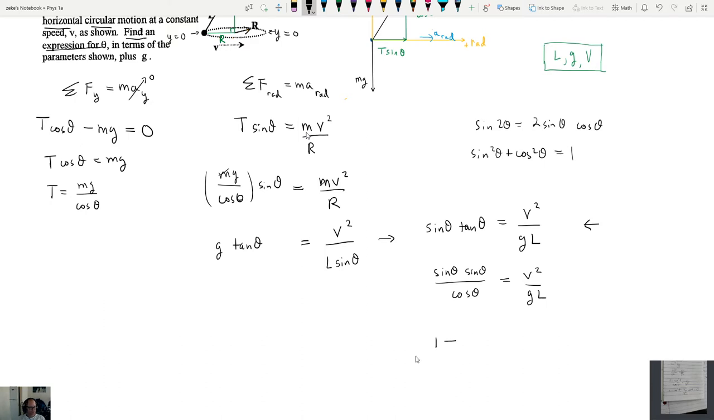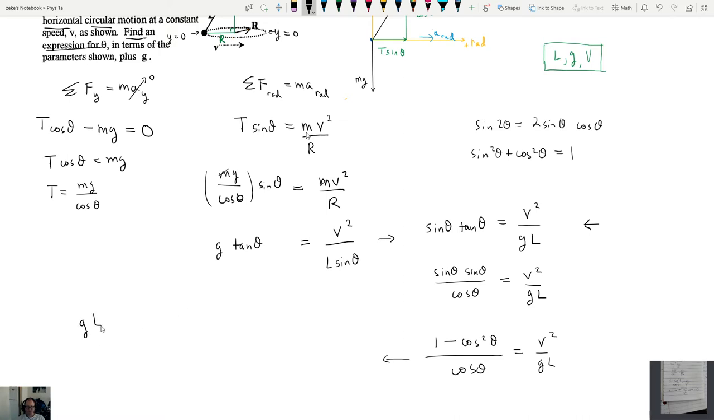Yeah, that's how you do it. Yeah, Tom, that's exactly right. That's exactly what he's describing. So 1 minus cos squared theta divided by cos theta. That would be equal to v squared over g times l. And then we turn it into a quadratic, which is what Tom shared right there. So the quadratic is going to look like this.